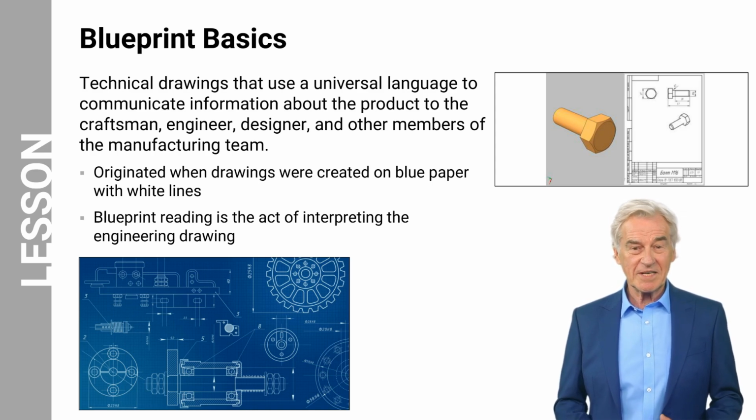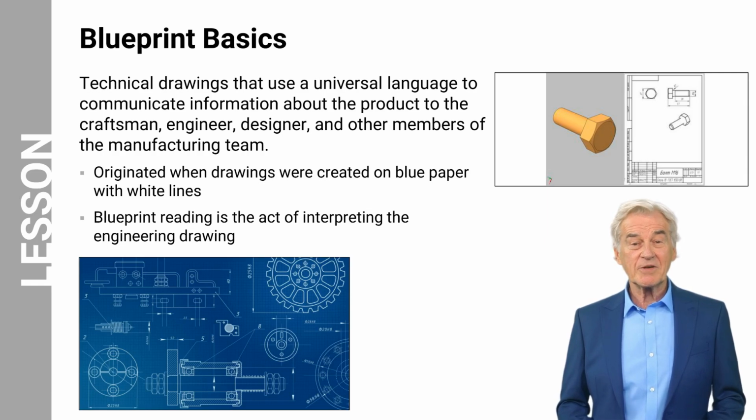The term blueprint originated when the prints had a blue background with white lines. Now, those prints are on a white background with black lines. However, they are still called blueprints. Some other common terms used by industry to refer to blueprints include technical drawings, engineering drawings, and manufacturing drawings.